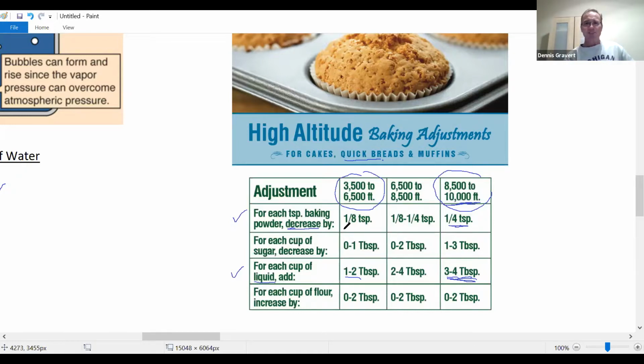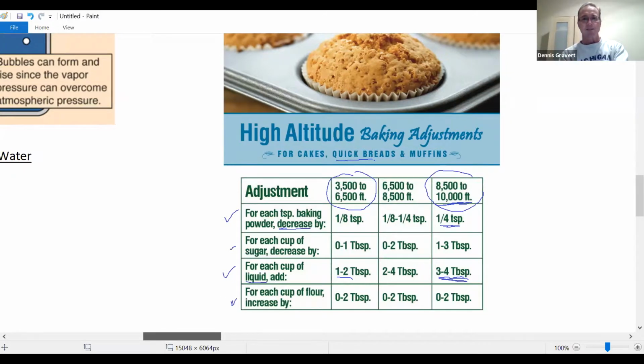Cool. We'll have to talk to a chef about why sugars decrease and flours increase. I'm not certain about that. We've got a couple ideas, but it's all speculation. Let's see, what else can we do here?